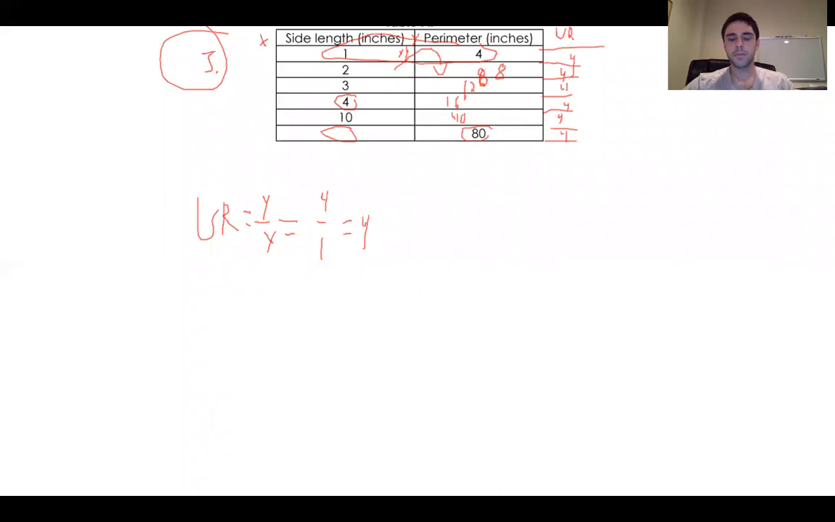And then for perimeter to side length, what do we need to do? Right, we do the inverse operation, which is to divide by 4. And 80 divided by 4 is going to be 20 there.